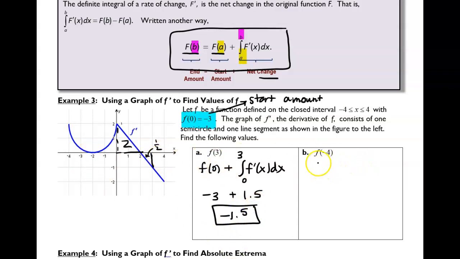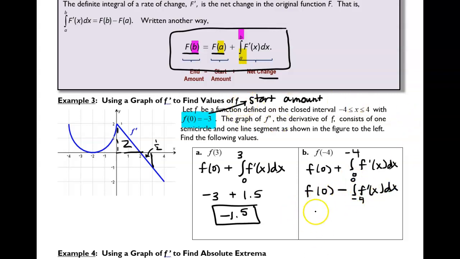For f of -4, again, f of 0 is what I know. If I want to find f of -4, I'm going to add on the integral from 0 to -4 of f prime of x dx. Now this might feel a little weird because usually we put the lower number on the bottom and the larger number on the top. So I would encourage you to flip that around. But if I flip it around, remember that I have to switch the sign. So I'm going to subtract that area. So I have -3 minus whatever the area is from -4 to 0.